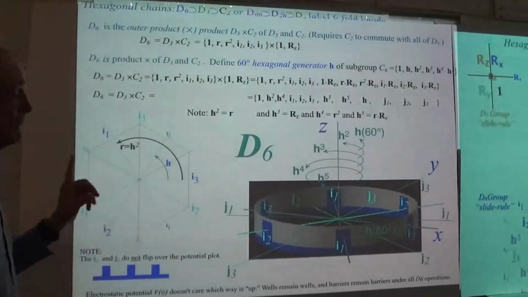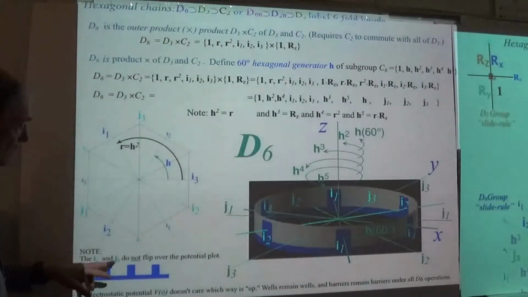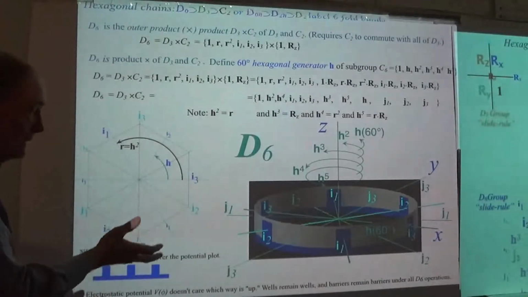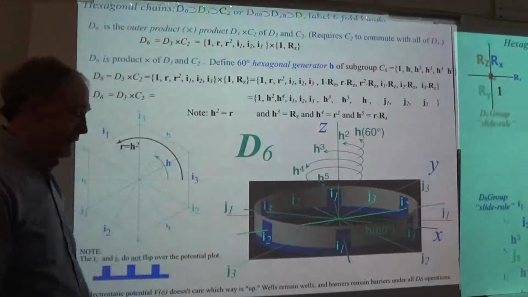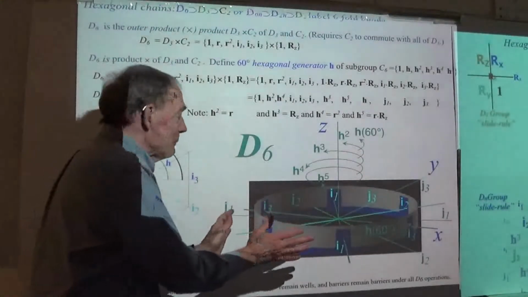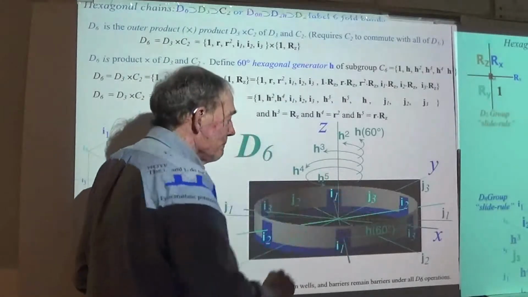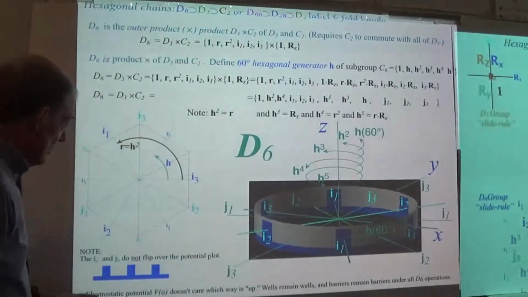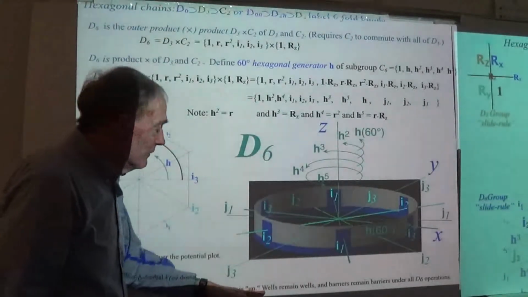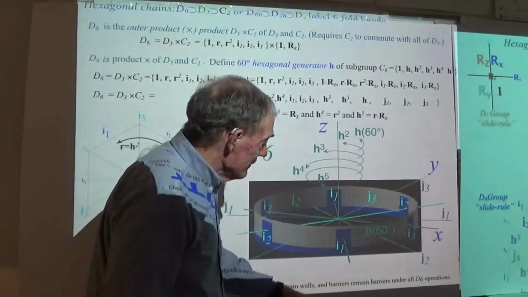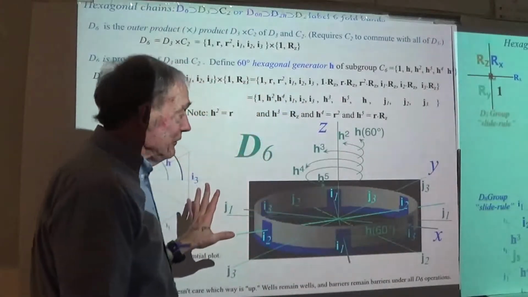Now there is one thing to be worried about here that sometimes stops students. When we do an I or a J, we mean to flip the molecule, but we do not flip the potential plot. The potential plot is a separate thing. It's just giving you energy up versus angle. So the electrostatic potential doesn't care which way is up. And these wells remain wells, and barriers remain barriers under all of these operations.